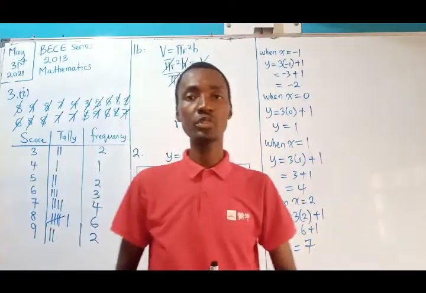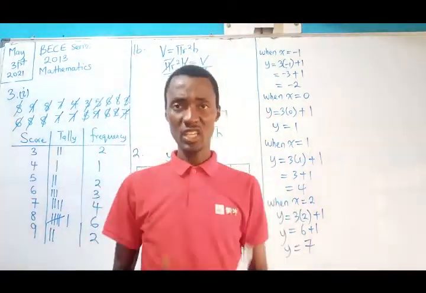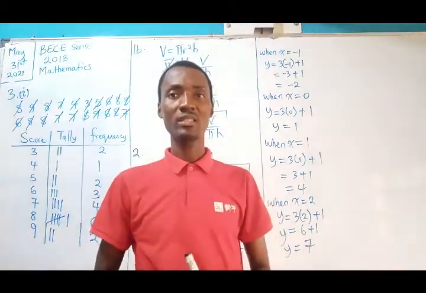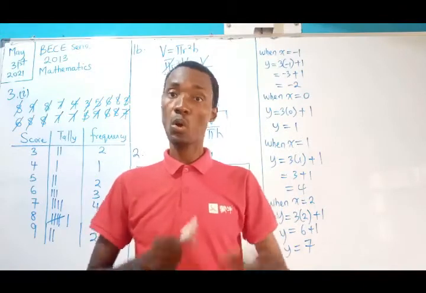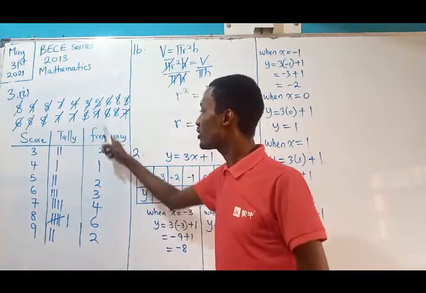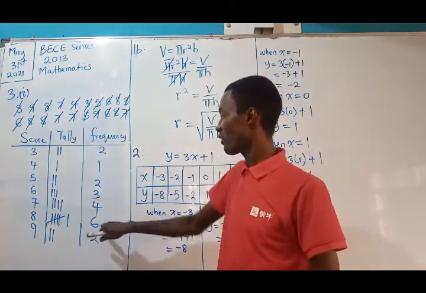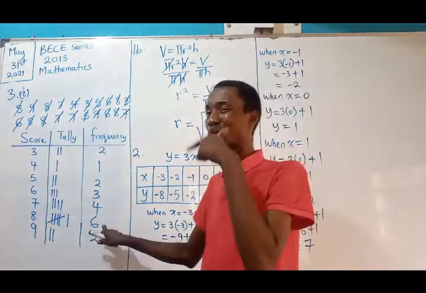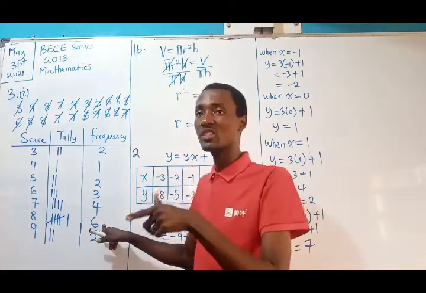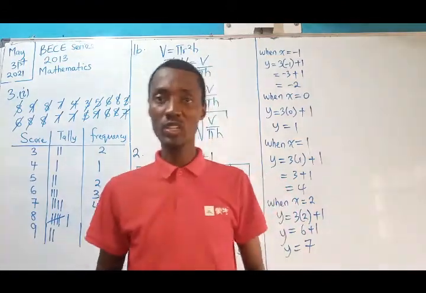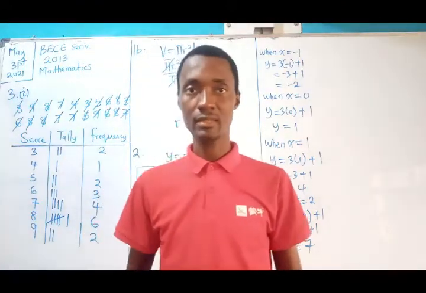So what is the mode? The mode is the number or the score that occurs the most or occurred the most. So if you look at this, where do you have the highest frequency? You discover that the highest frequency we have is what? 6. What score corresponds to that frequency of 6? It is what? 8. So the mode in this question becomes what? 8. Right?